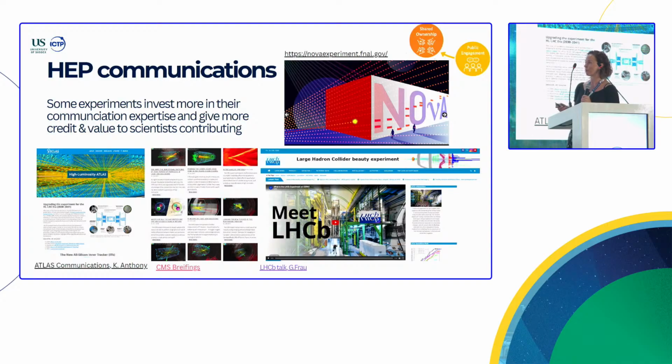So here are just some highlights. ATLAS and CMS have some fantastic websites. They communicate things over physics briefings. This is a screenshot of CMS physics briefings, where they communicate out their latest results in an explainable way. ATLAS have been doing a fantastic job of leading on high luminosity, so that all their communications are talking about the next era of high luminosity LHC.